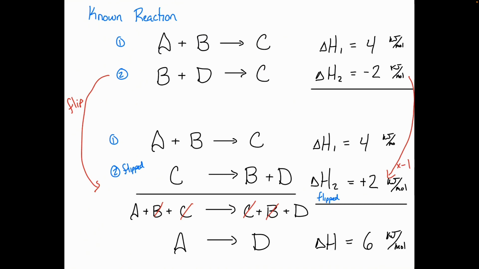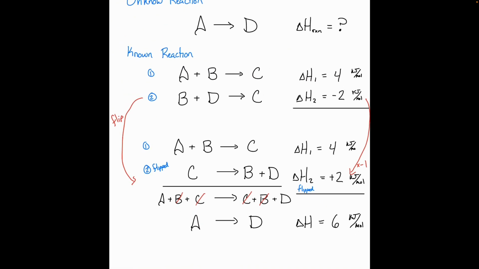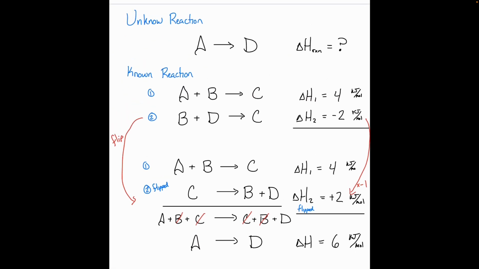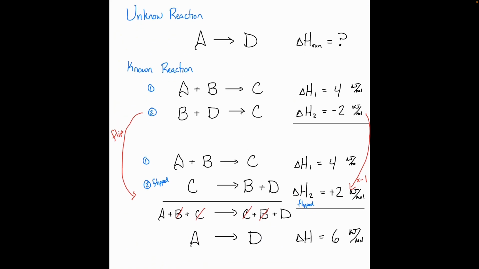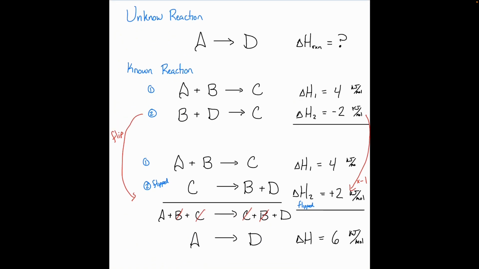All right, I had these two known reactions I'm trying to combine to get my unknown reaction up here at the top. But if I combine it as is, that won't give me that unknown reaction. I got to flip that second reaction. And when I flip that second reaction, we'll combine to get our unknown reaction. If you flip a reaction, that means that you have to multiply that delta H by -1.